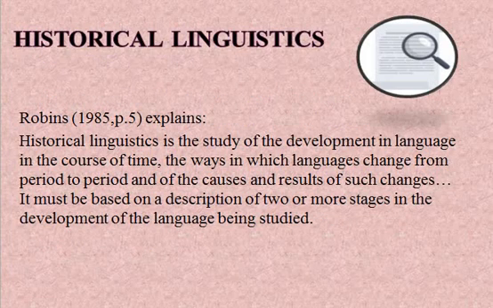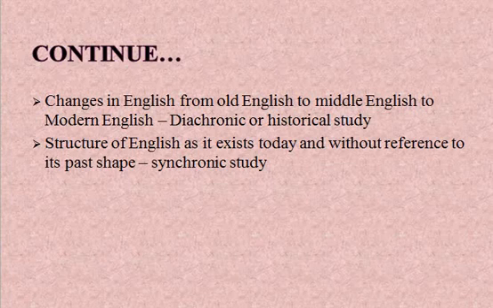Here is the historical perspective regarding linguistics. Robbins, who gave this idea in 1985, explains that historical linguistics is the study of development in a language in the course of time, the ways in which language changes from period to period, and of the causes and results of such changes. It must be based on description of two or more stages in the development of the language being studied. An example is changes in English from Old English to Middle English to Modern English.